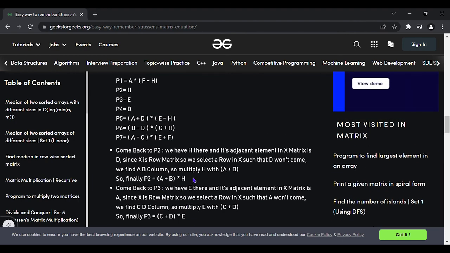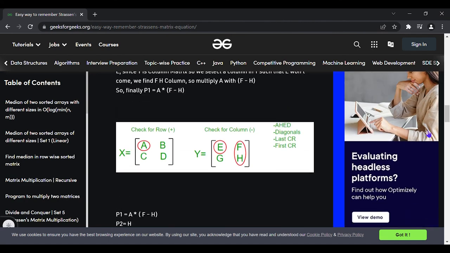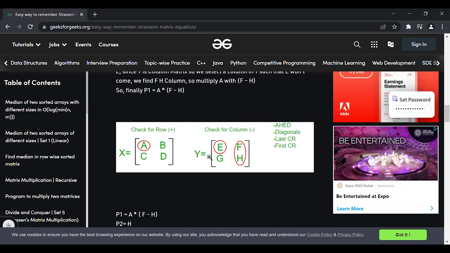A plus b into h. Okay, for p3 we have e, and for e we have to multiply it. In this case, e के adjacent ये है, e multiplied by row. I am really sorry because हम इस x को row से associate कर रहे हैं, तो c plus d. Okay, I was thinking for some other case. Now the final is d.